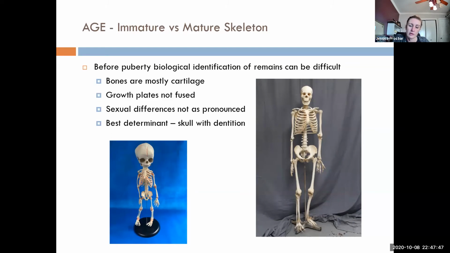The bones are mostly cartilage. They don't preserve as well. Growth plates are not fully fused. Sexual differences, or what we call sexual dimorphism, is not nearly as pronounced until that human reaches adolescence. And the best determinant, if you're looking at a juvenile, would be looking at a skull with dentition, because you can look at the eruption rates to determine how old that infant or child might have been at the time of death.